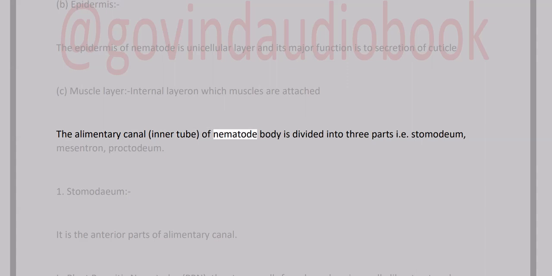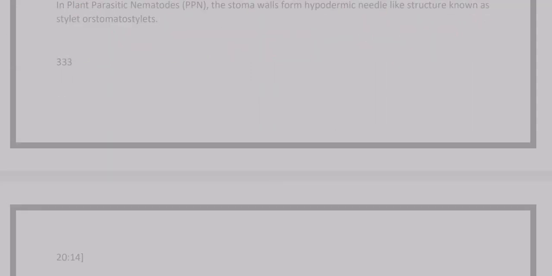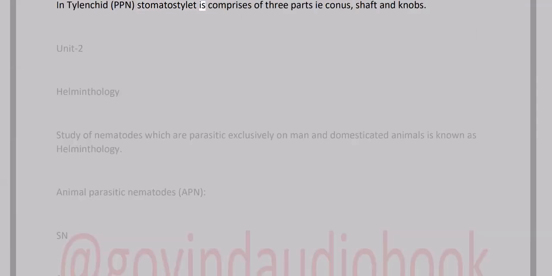The inner tube of the nematode body is divided into three parts: stomodeum, mesenteron, proctodeum. 1. Stomodeum. It is the anterior part of the alimentary canal. In plant parasitic nematodes, PPN, the stoma walls form a hypodermic needle-like structure known as the stylet or stomatostylet. In PPN, the stomatostylet comprises three parts: conus, shaft and knobs.